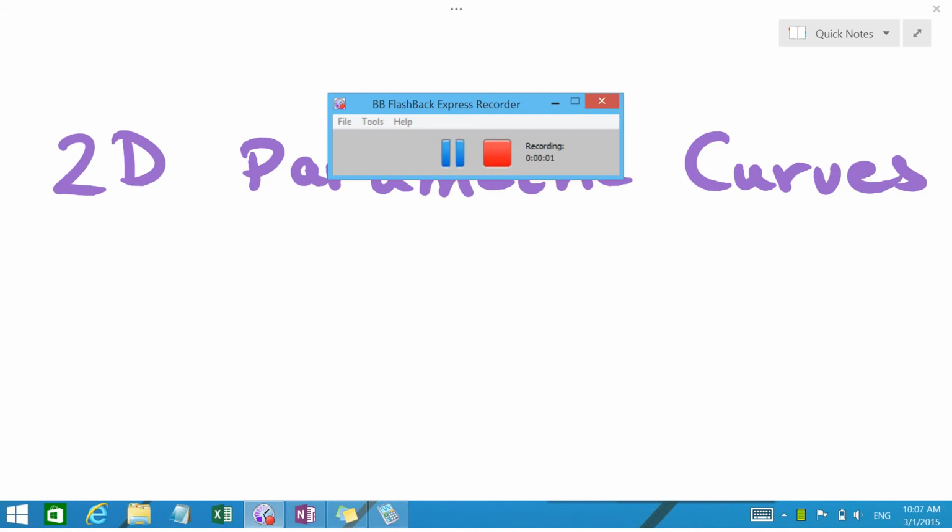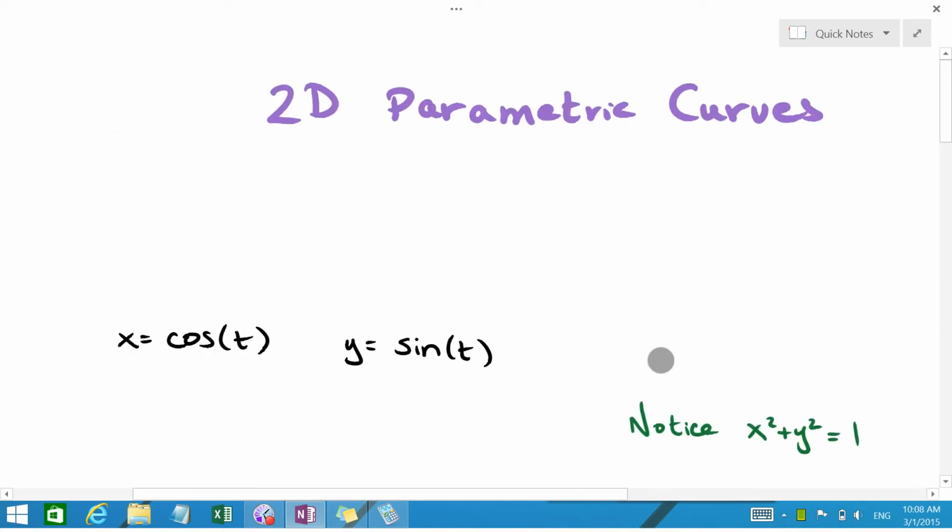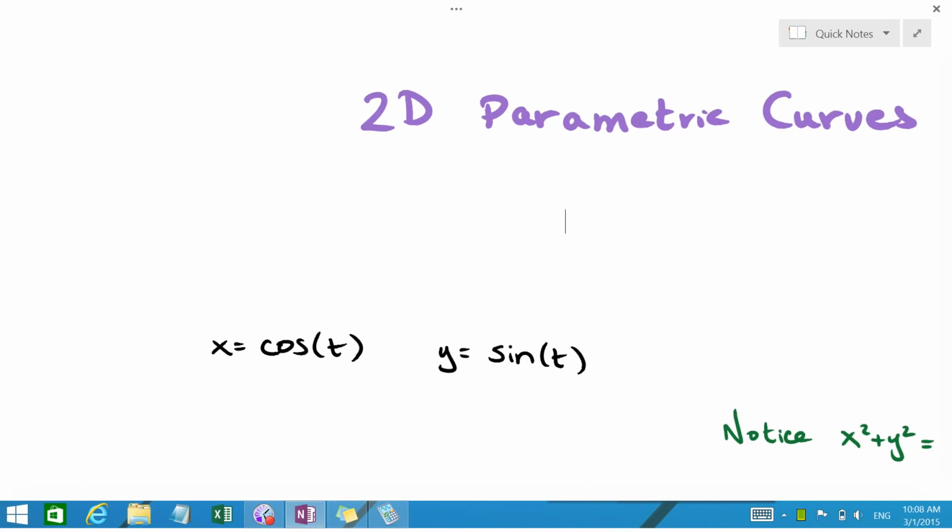So we're going to start talking about 3D parametric curves, curves in three-dimensional space that depend on some time variable. But I thought it would be a good idea to start by reviewing some basics of 2D parametric curves. So let's just look at some basic examples that maybe you're already very much familiar with.